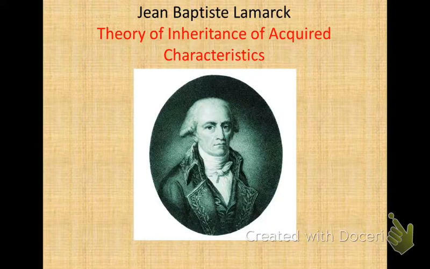Okay, Jean-Baptiste Lamarck was a French biologist, and he also proposed a theory of evolution, and he proposed this in 1809. So this is actually the year that Darwin was born, so he had this idea first. And he also said that evolution took a long period of time to occur, but he used his inheritance of acquired characteristics by means of use versus disuse.